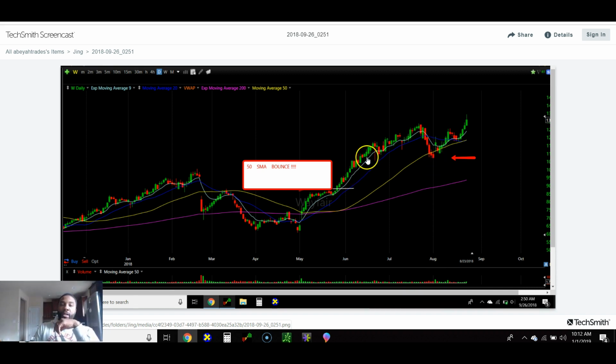So the stock comes out of this flag, starts to crack your 9 moving average, starts to crack your 20 moving average, comes down. Traders are looking at this 50 moving average to see if it's going to hold. It does push down for a few days, but then it reverses. So we wouldn't have been able to take this part for a bounce right here.